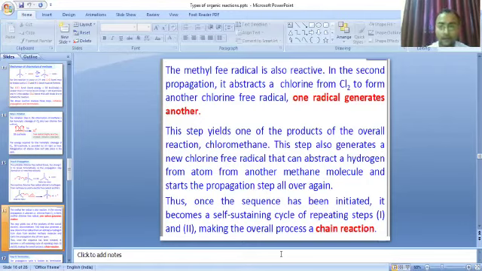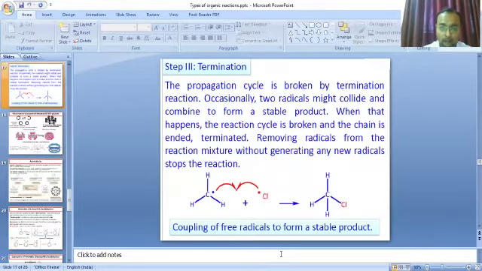So the third step is the termination step, and we will discuss how this reaction is terminated, because the propagation cycle is broken by the termination reaction. Without termination, this reaction cannot be stopped, and occasionally two radicals might collide and combine to form a stable product. When two radicals collide and form a stable product by coupling, the reaction cycle is broken and the chain is ended, or we can say terminated.